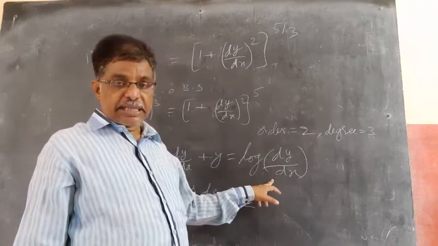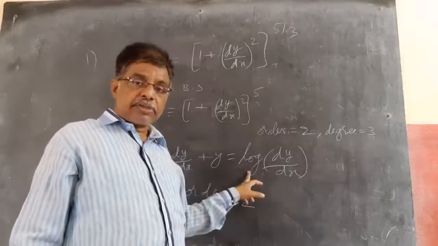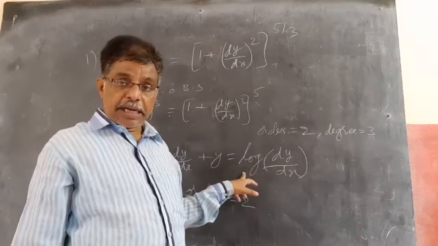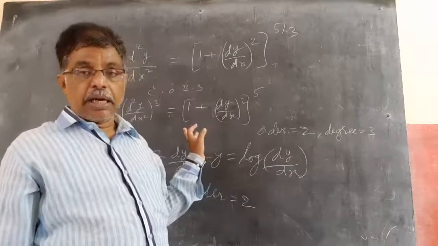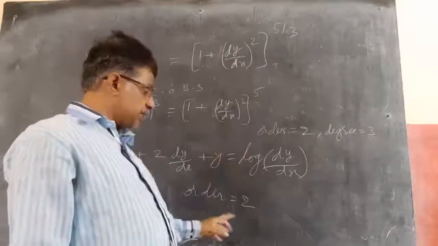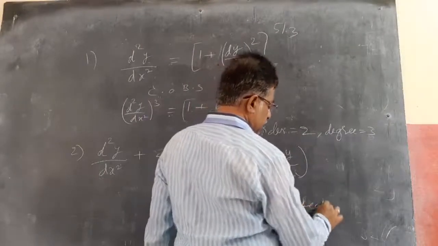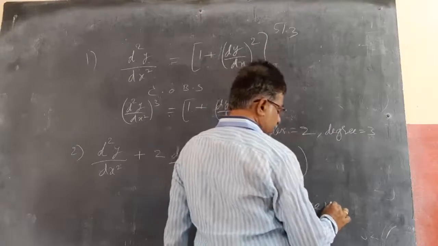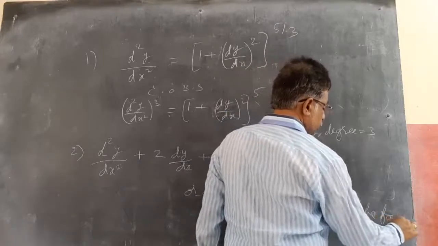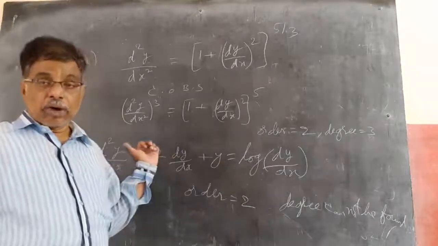Means this is a differential equation. It is the derivative of the dependent variable with respect to the independent variable, in terms of log. So it is not having an exponent. So it is not a polynomial. You cannot express this as a polynomial. Means degree cannot be found for this. Means no degree. Degree does not exist. Order is 2 but degree does not exist, because it cannot be expressed as a polynomial.